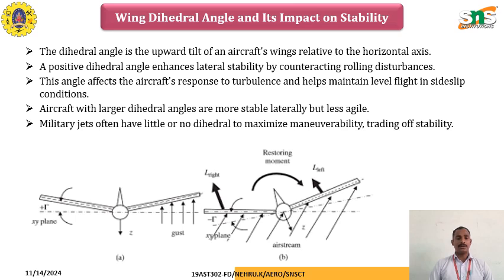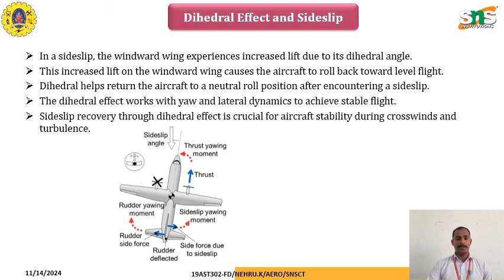Aircraft with a larger dihedral angle are more stable laterally but less aligned with the horizontal line. So military jets have high wings and little or no dihedral to minimize stability and aid maneuvering. Why? Because the fighter aircraft will have a more unstable condition, whereas the normal trainer aircraft will have a more stable condition. This is the impact of dihedral angle on the stability part.